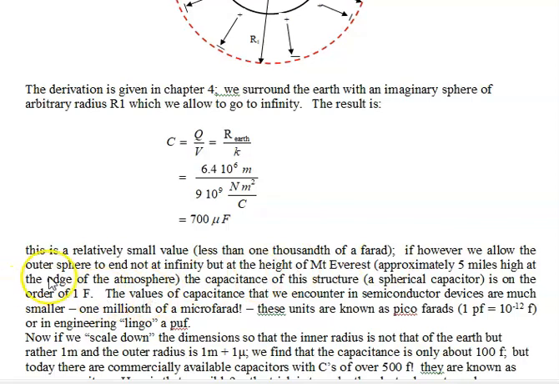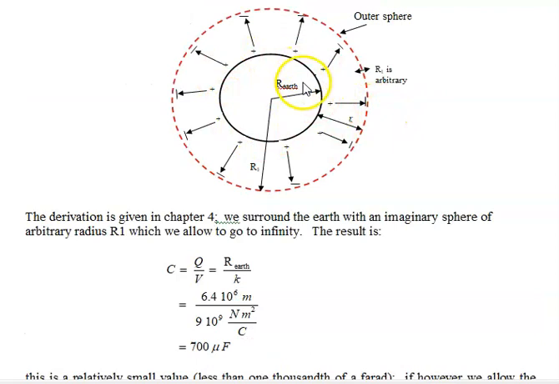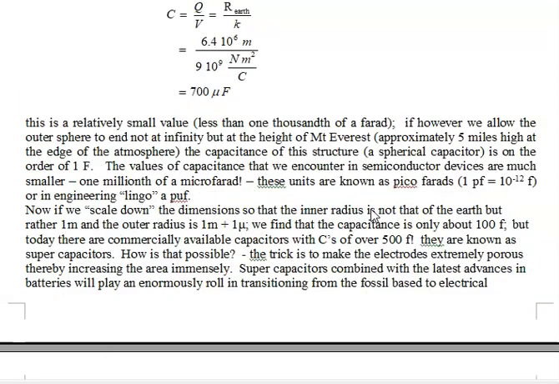If, however, we allow the outer sphere to end not at infinity, but we collapse it back in, so it's about 5 miles higher or larger than the radius of the Earth. In other words, the radius of the Earth and the outer sphere here is about 5 miles more than that. And 5 miles is a nice number because it's the height of Mount Everest, about the limit of the atmosphere. We find that the capacitance of this structure is about 1 farad.